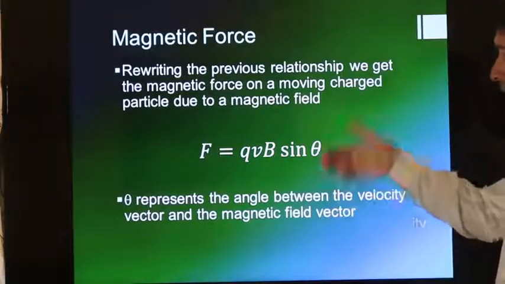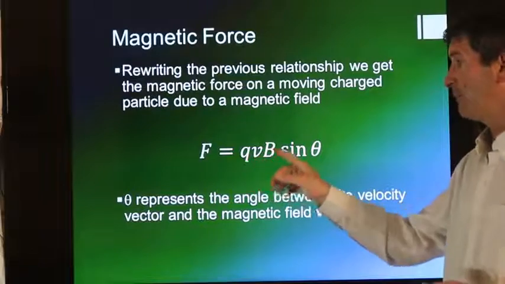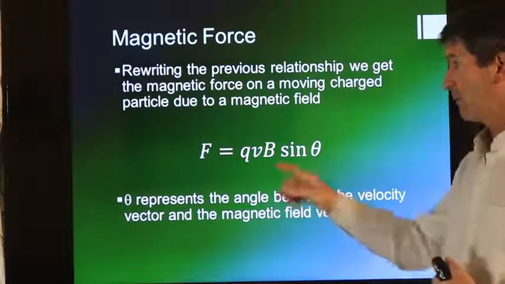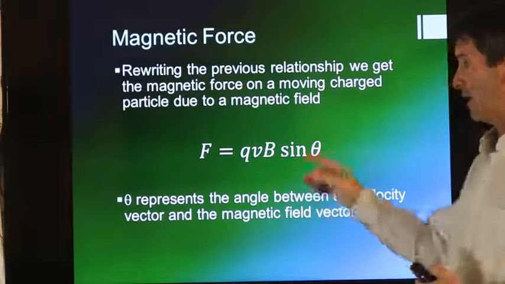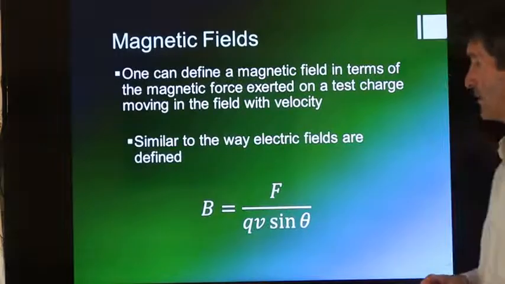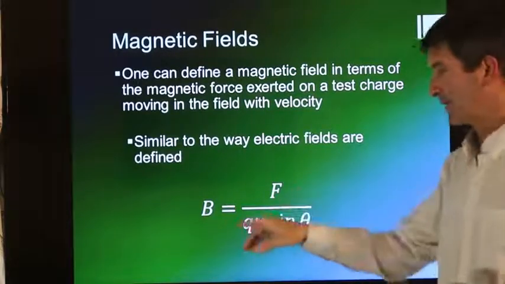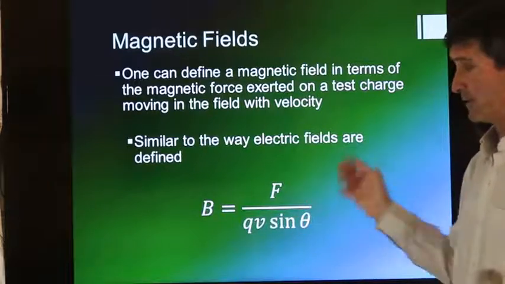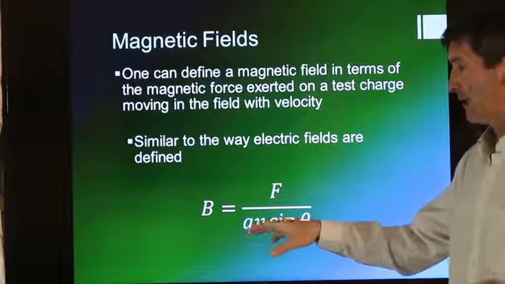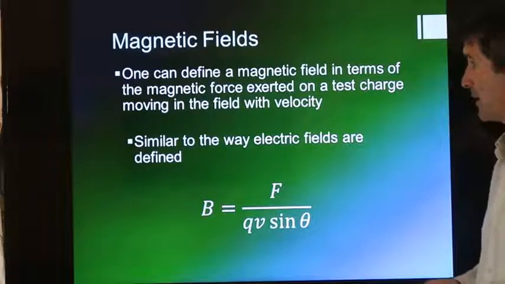Okay? And again, we can simplify the magnitude of the force as being QVB sine theta, where theta represents the angle between our velocity vector and our magnetic field vector. Alright, let's do some of these problems. Again, we can rewrite this equation. The strength of the magnetic field can be defined by the force it places on a charged particle divided by the charge of the particle times the velocity of the particle times sine theta.